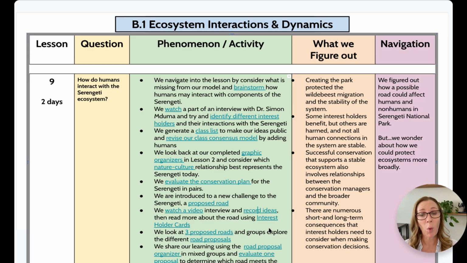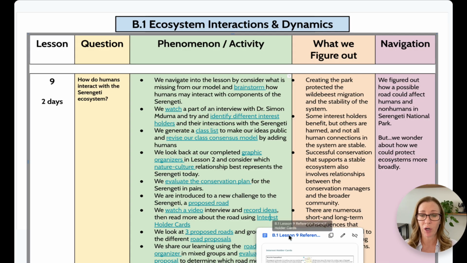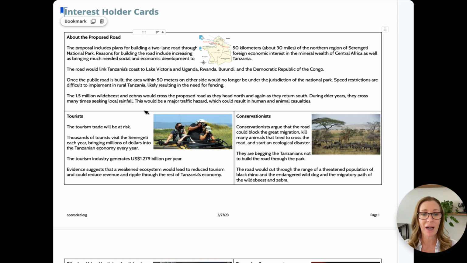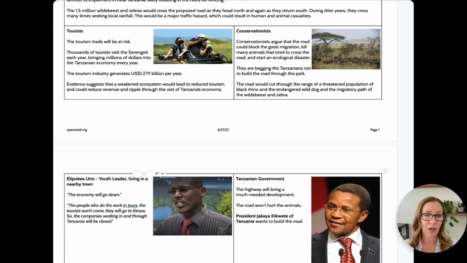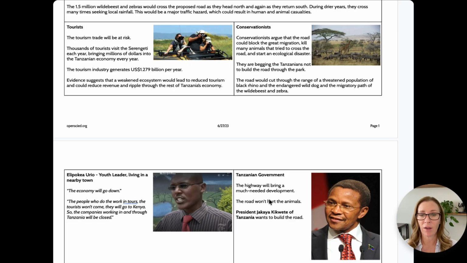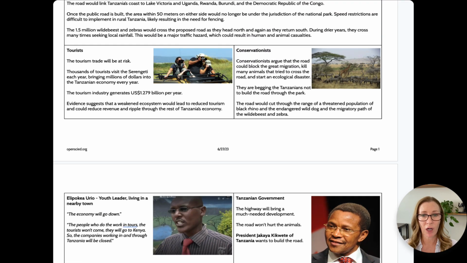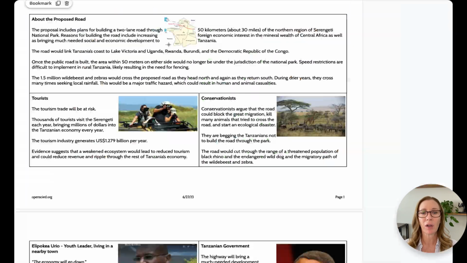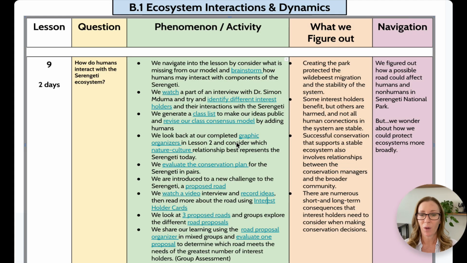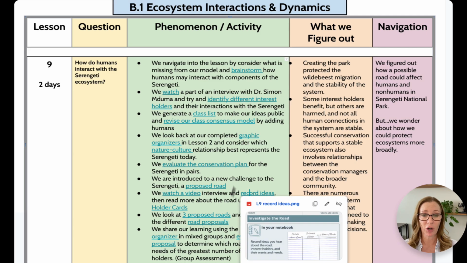And then we're going to read more about it using these interest holder cards. Now you can see that there are tourists, conservationists, a young youth leader, the government. We've got some villagers, and we also have a wildlife foundation. And so we've got different interest holders, and we're going to use this to deepen our understanding of the wants and needs of these different interest holders to finish recording our ideas in our notebook.